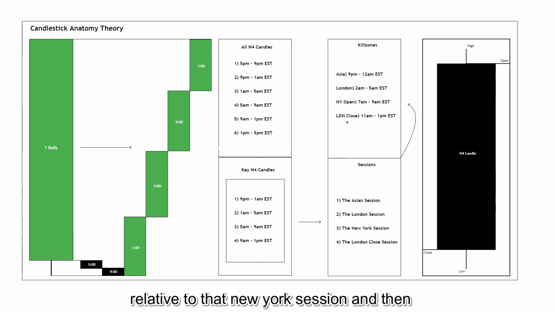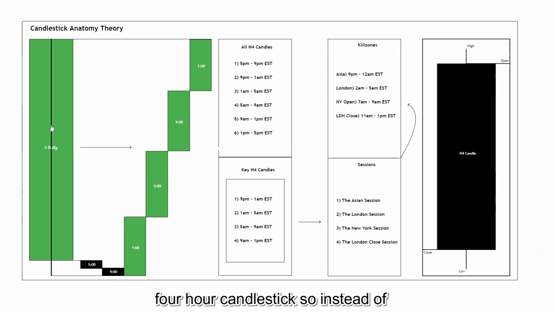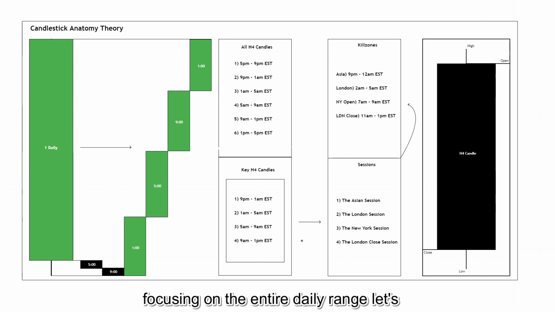York session. And then we have that London close between 11 a.m. to 1 p.m. EST. So this is the kill zone that we're going to be trading between. And then we're looking at the London close session, which is the 9 a.m. to 1 p.m. EST 4-hour candlestick. So instead of focusing on the entire daily range, let's focus on that 4-hour expansion, either to the upside or the downside relative to that 4-hour candlestick for our specific session. And we want to be trading in our specific kill zone. Now let's get into the charts and look at some examples.